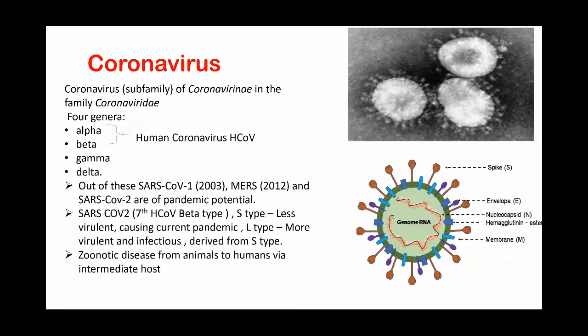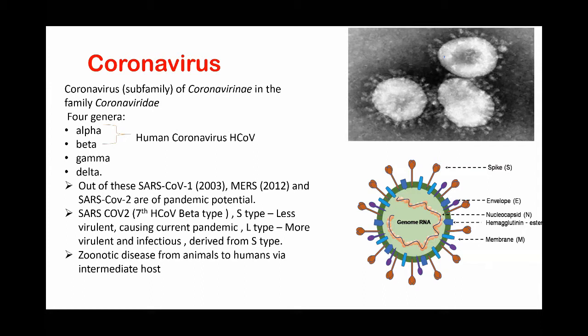Coronavirus is a family or subfamily of Coronavirinae, and we have 4 genera, that is the alpha, beta, gamma, and delta. Not going into details, but alpha and beta are the ones which have caused human coronavirus till now. Out of these, we've already had 2 pandemics in the past: SARS-CoV-1 and MERS in 2012. And right now we're dealing with SARS-CoV-2, which is the 7th beta type coronavirus.